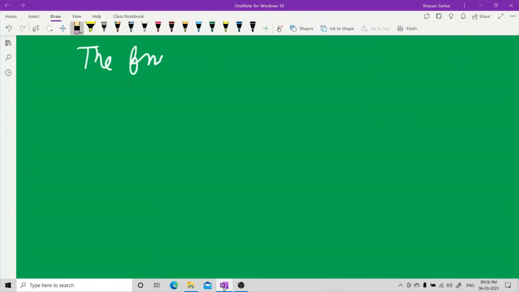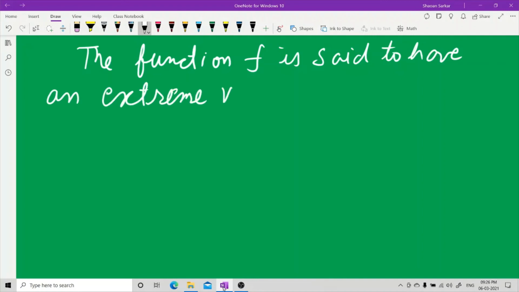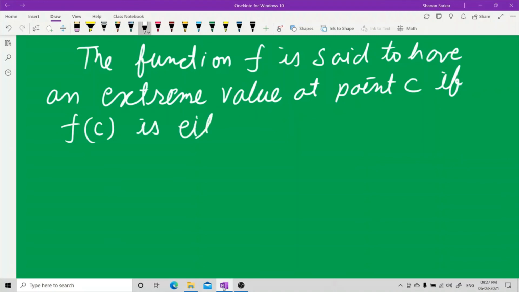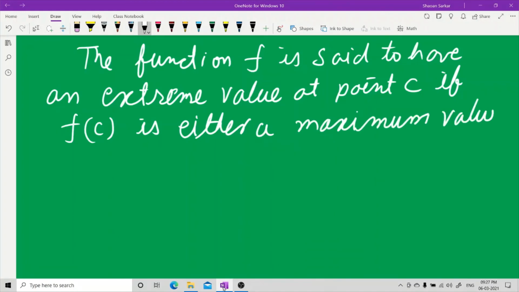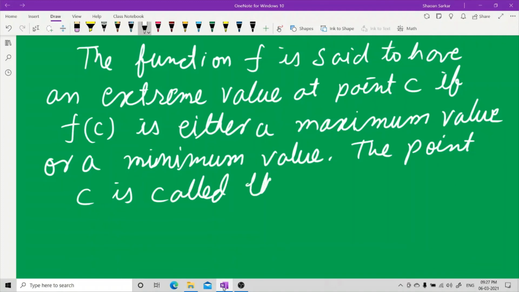The function f is said to have an extreme value at point C if f(c) is either a maximum value or a minimum value. The point C is called the stationary point.